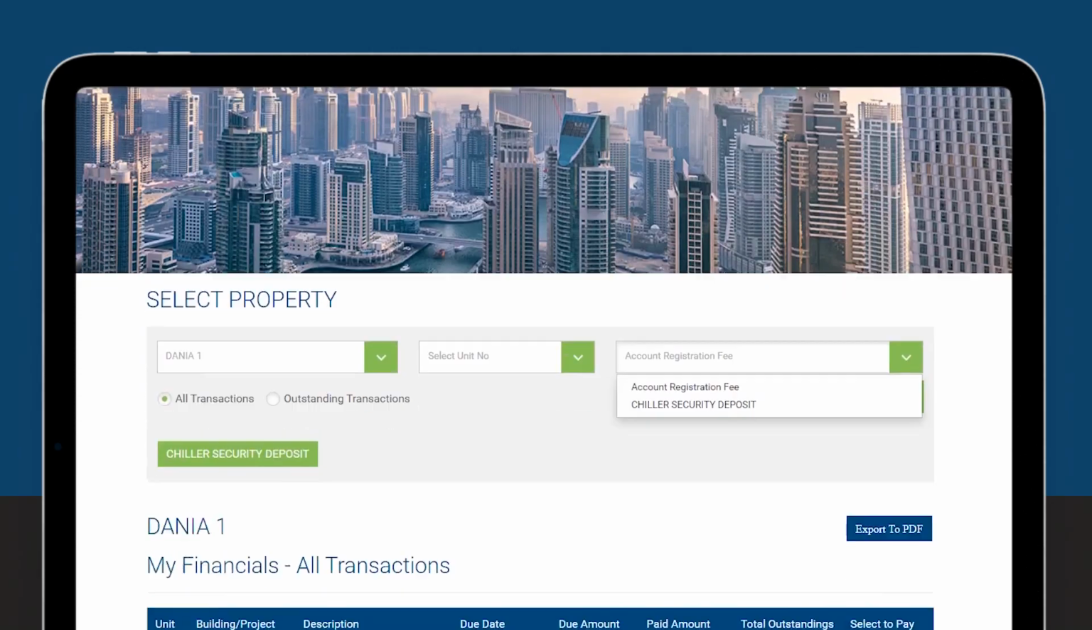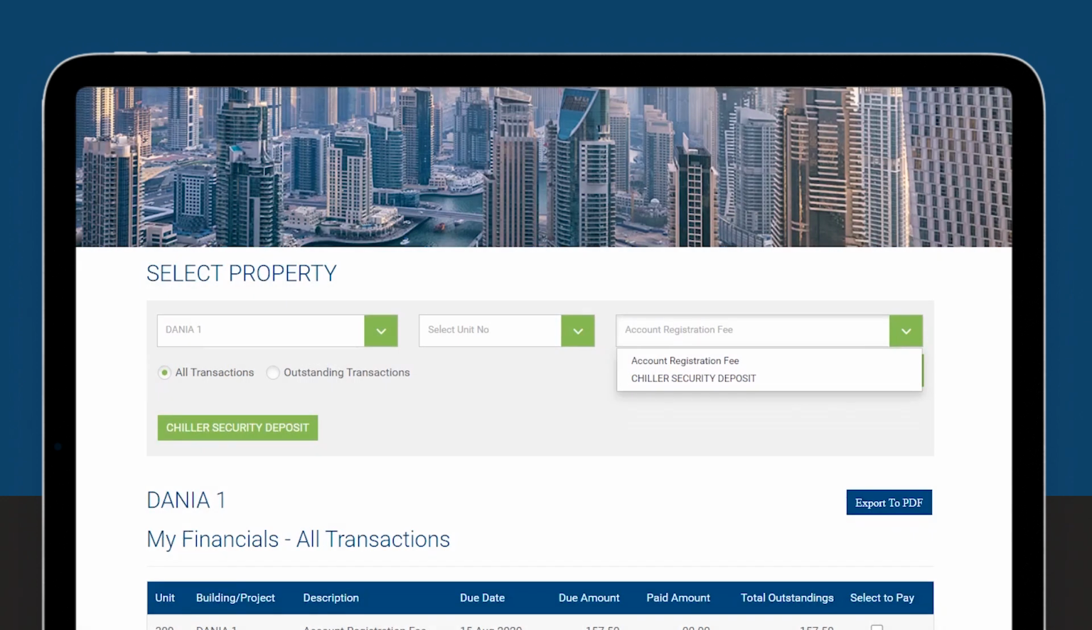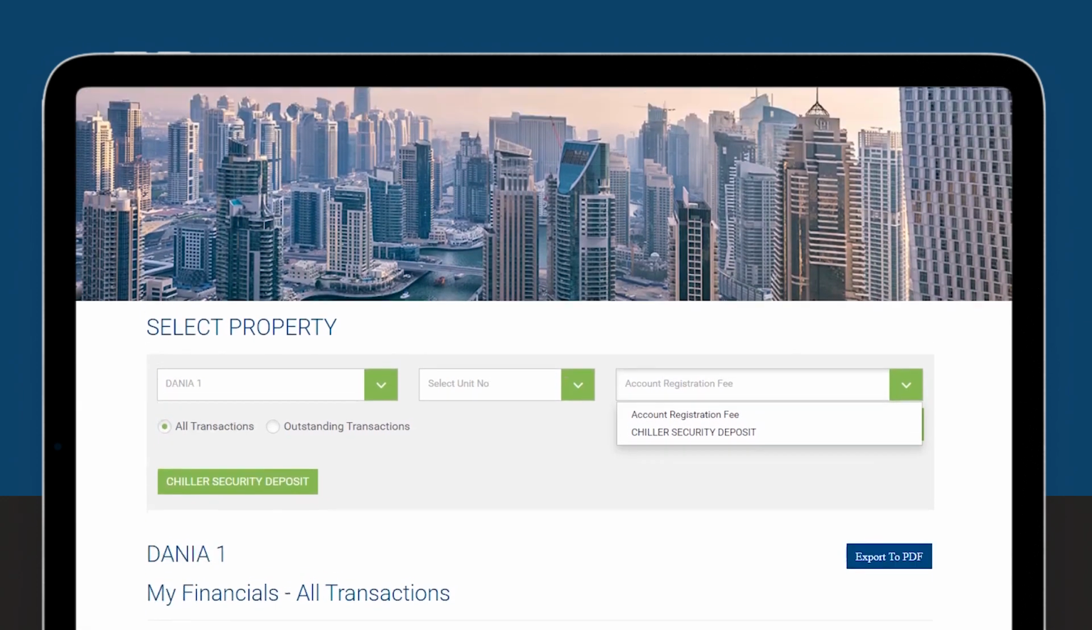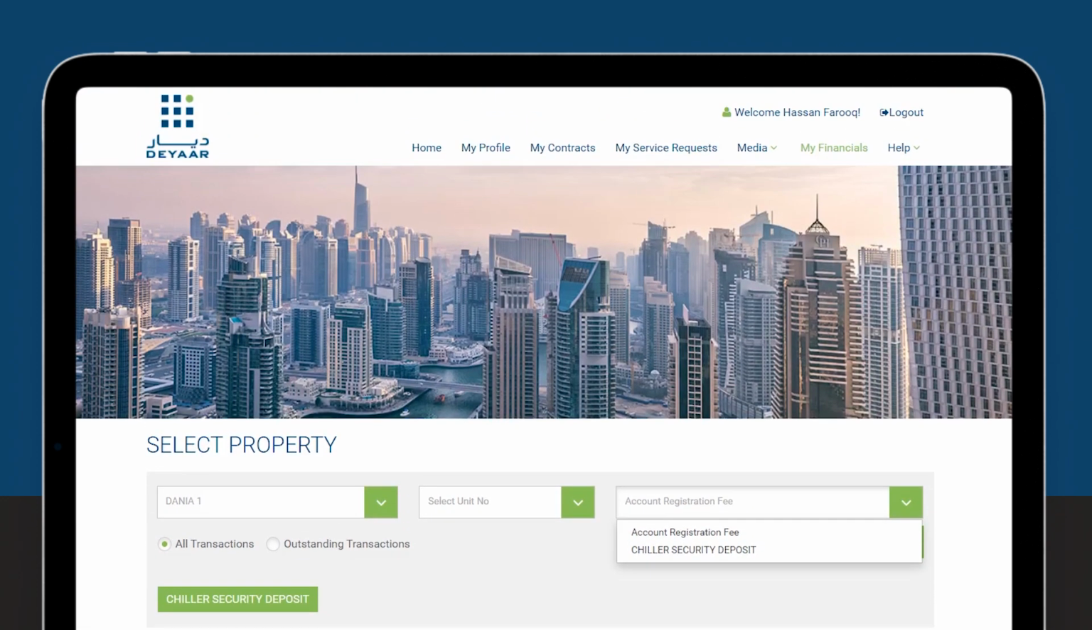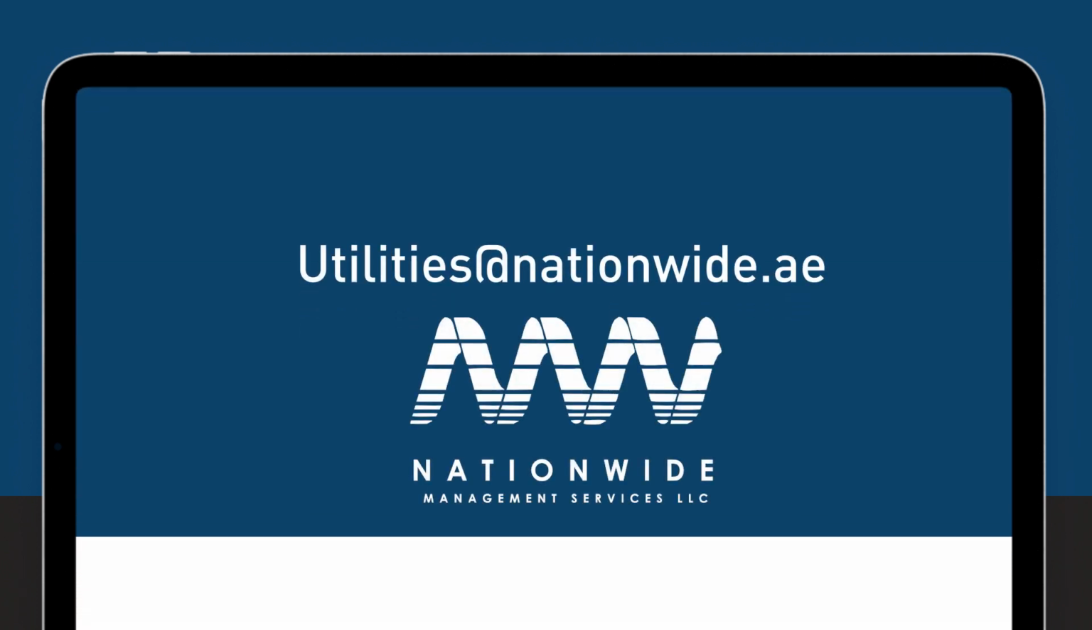The registered tenants and owners can visit customer.dar.ae, log in using their username and password, click on My Financials, and can pay conveniently via online portal. For further queries, please email us at utilities@nationwide.ae.